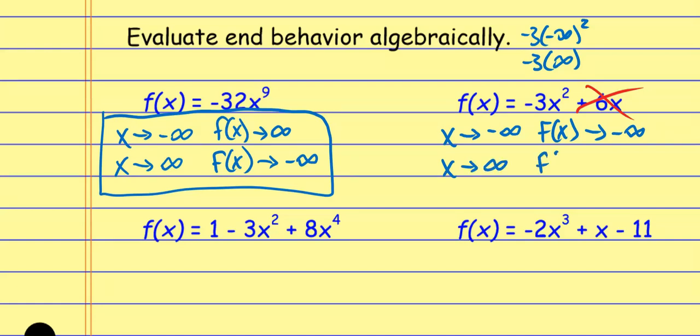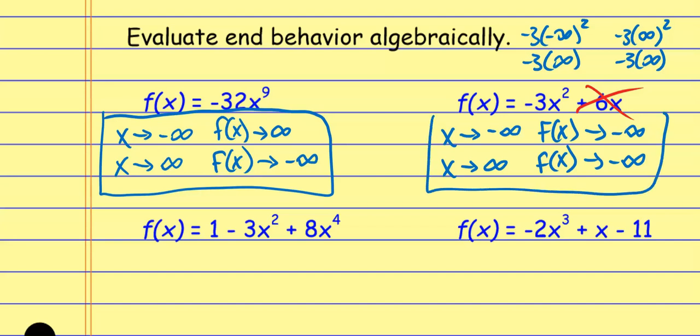Same thing with the next one. If I plug a positive value in, again, any positive value squared is going to give me another positive value. So it's positive infinity. And now any negative times a positive is also a negative. And that's it. And so as we look at these two functions, we already know what a piece of the graph looks like for each of these.